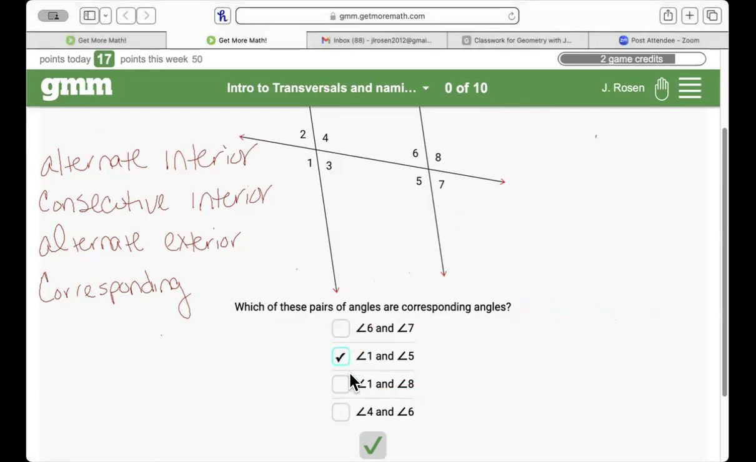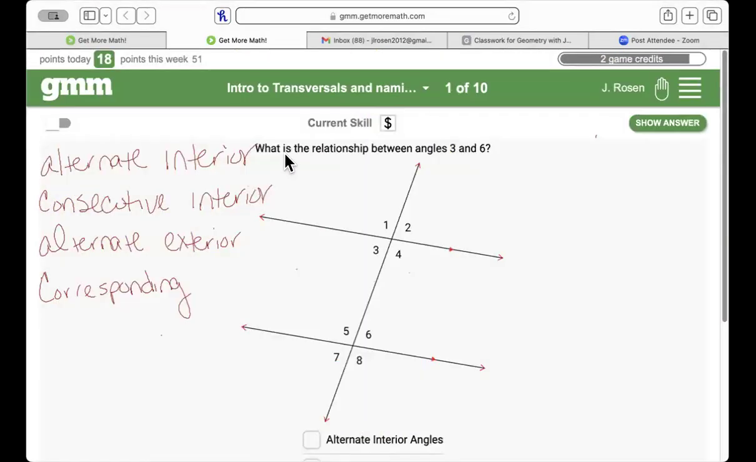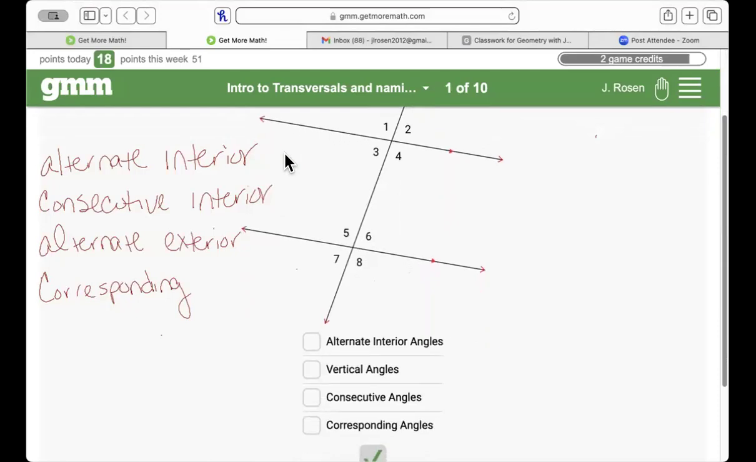So we said it was this one. All right, this one says, what is the relationship between angles 3 and angle 6? So again, this is where knowing the vocabulary is going to come into play. I have 3 and I have 6. If you notice, this time the parallel lines are set up in a different direction.